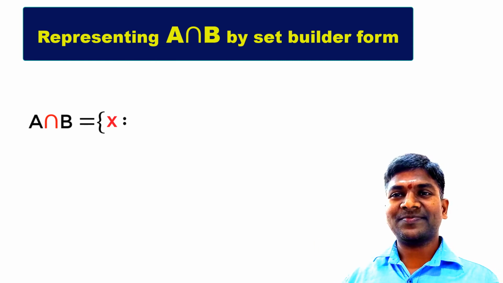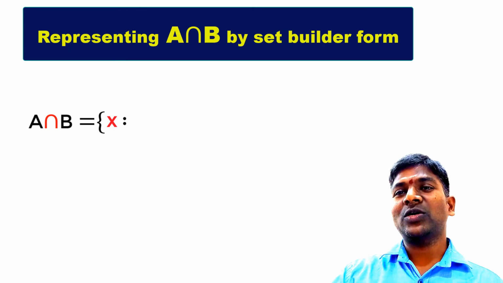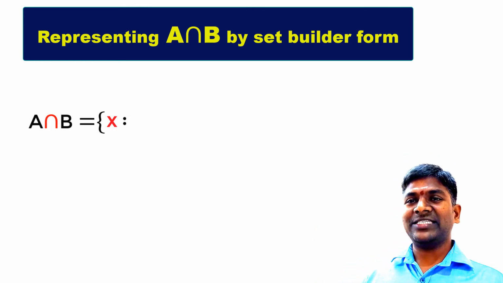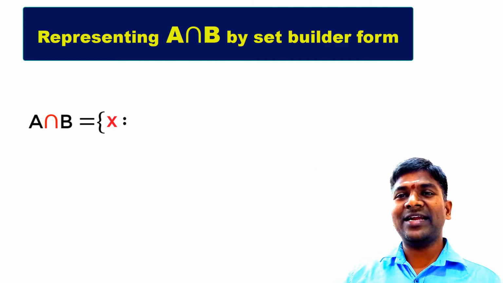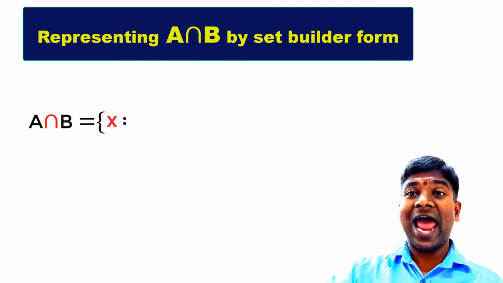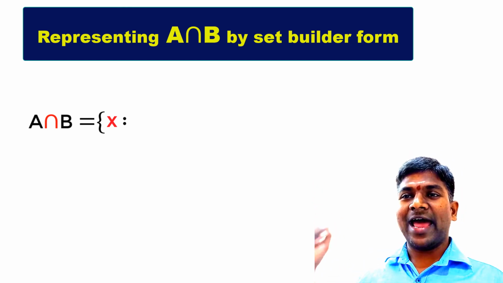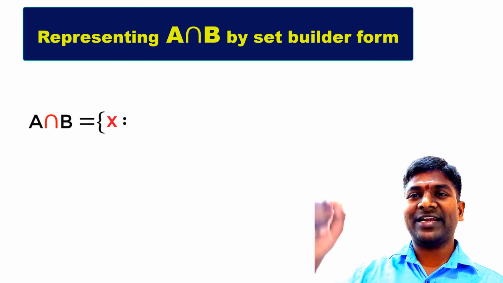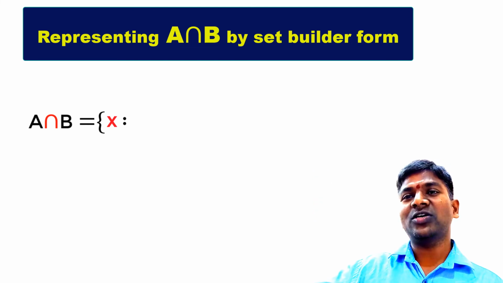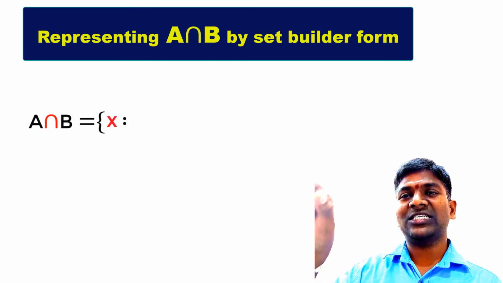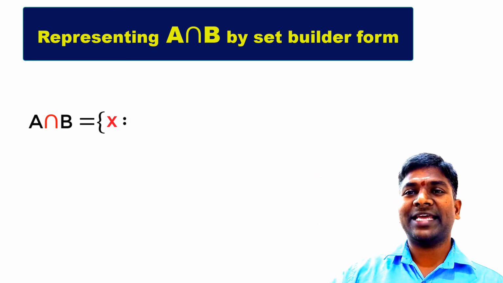That means, what are the elements of A intersection B? These are the common elements to set A and set B. The element X is in A intersection B means the element belongs to set A and the element belongs to set B. Suppose X is the element of A intersection B, it means X belongs to set A and X belongs to set B. The elements in intersection are the common elements to set A and set B.